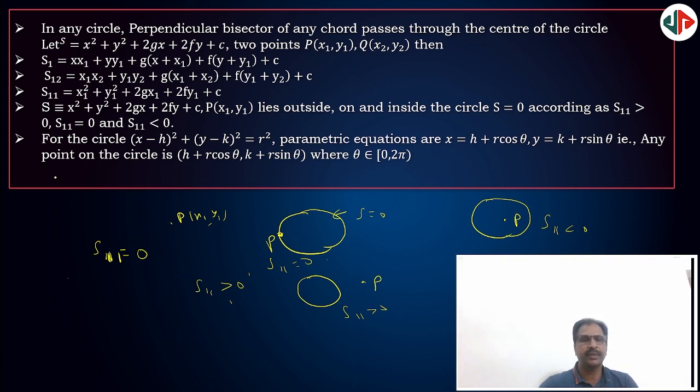Next, what are the parametric equations of the circle? For the circle (x minus h) whole square plus (y minus k) whole square is equal to r square, the parametric equations are given by x is equal to h plus r cos theta, y is equal to k plus r sin theta, where r is the radius of the circle.